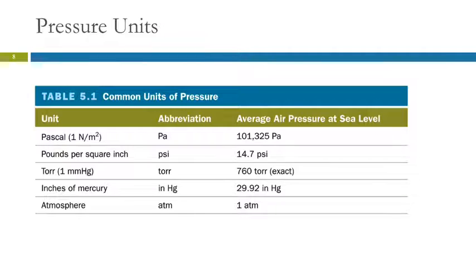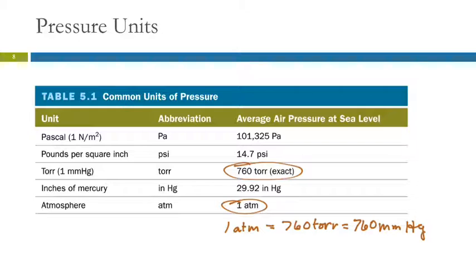Students often want to know, what do I need to memorize? You need this one and this one. So 1 atmosphere equals 760 torr, which is 760 millimeters of mercury. We use that one so often that you should just memorize that. Those other numbers, if you needed them on an exam, I would give them to you.